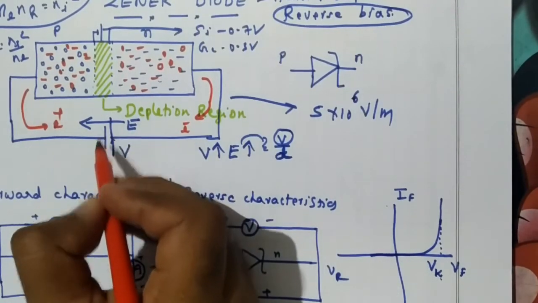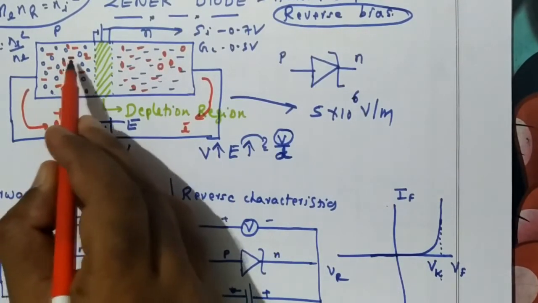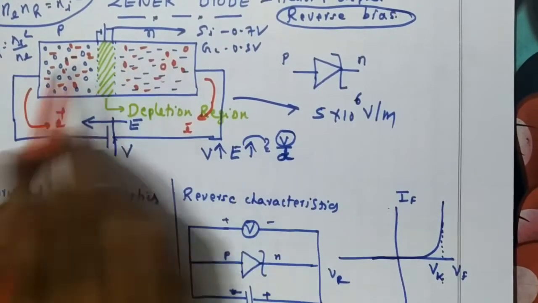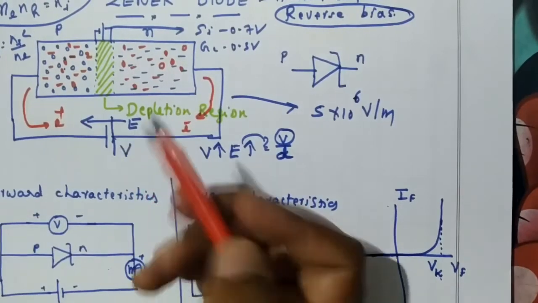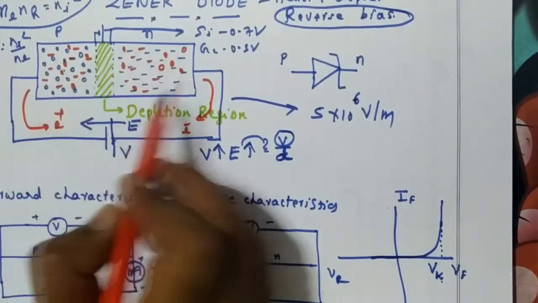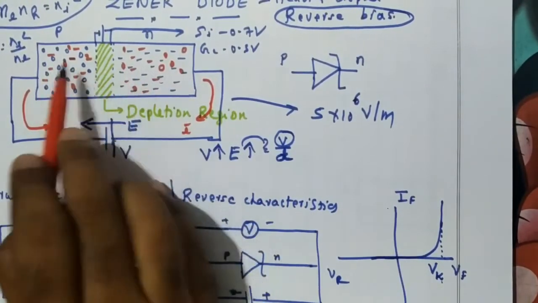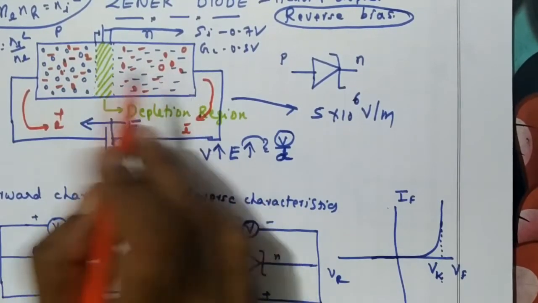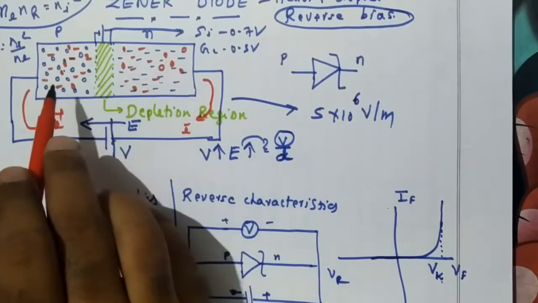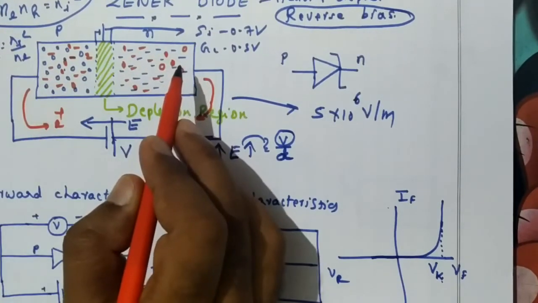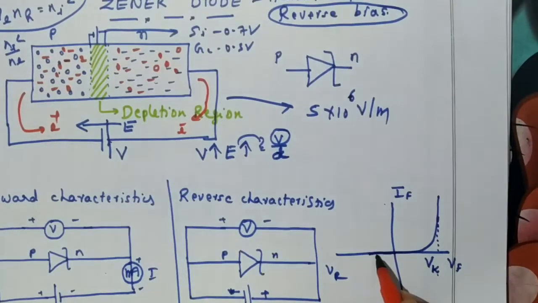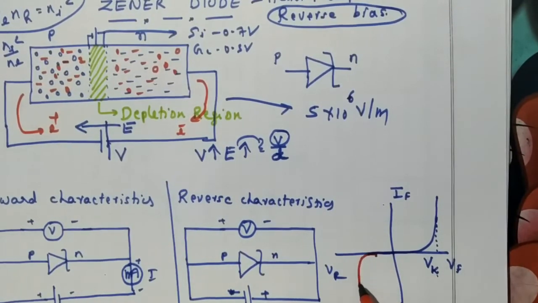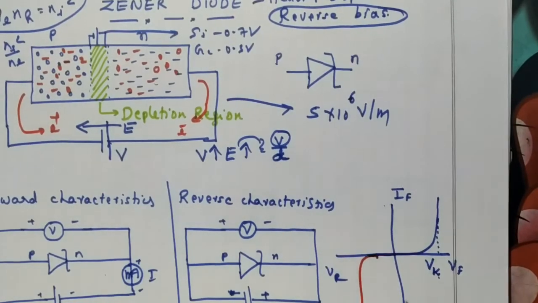See, this is the negative. Here the minority charge carriers are electrons, so they will be repelled and they move towards the junction. So a large number of electron-hole pairs are generated, and those are nothing but the minority charge carriers. A large number of minority charge carriers are generated and they cross the junction. So all of a sudden the current or the conductivity increases rapidly and drastically.